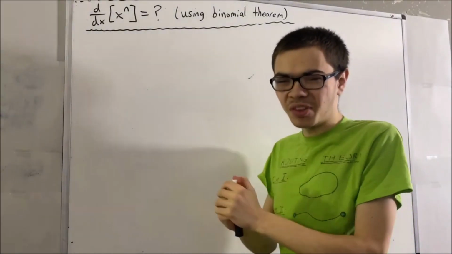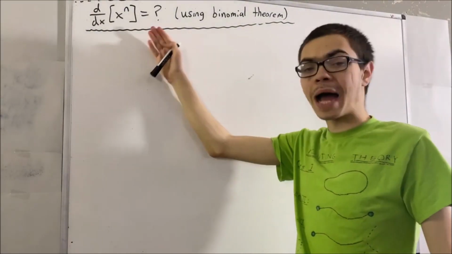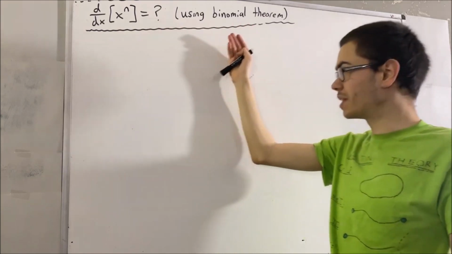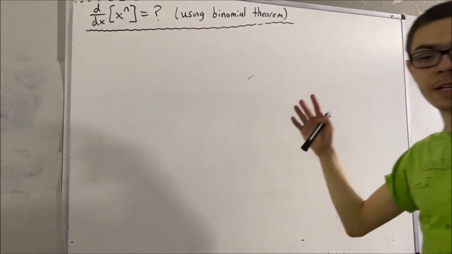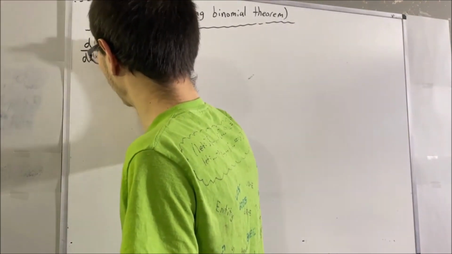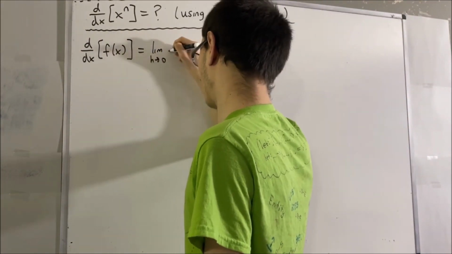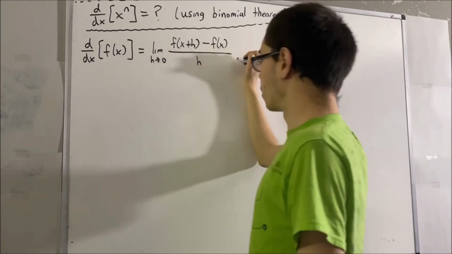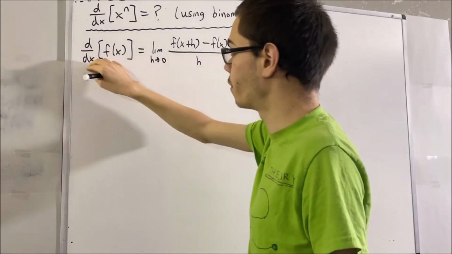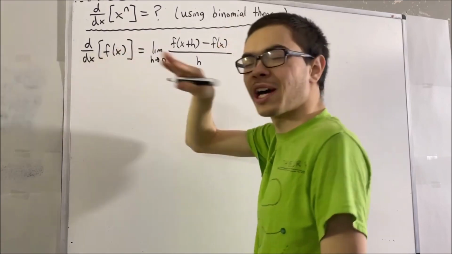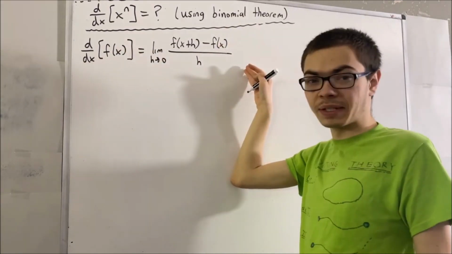Hello! In this video, we are going to derive the power rule for derivatives using the binomial theorem. Now, let's start out by writing the definition of a derivative. Right, so this is the definition of a derivative, right? We have the derivative of some function f of x. Turns out all it is is this limit.